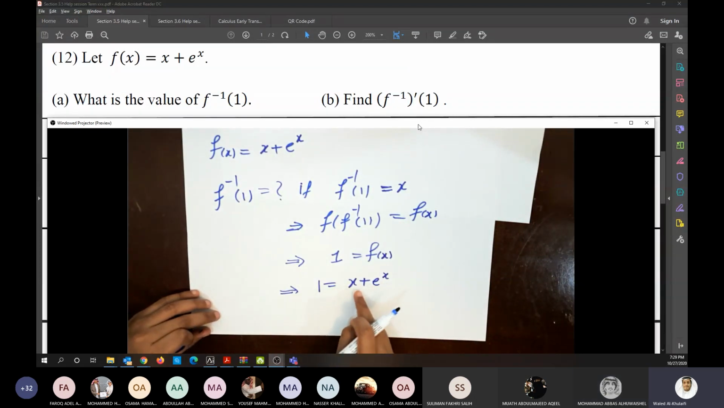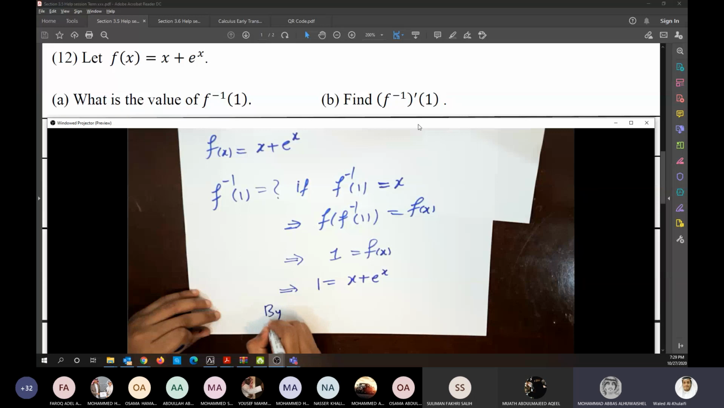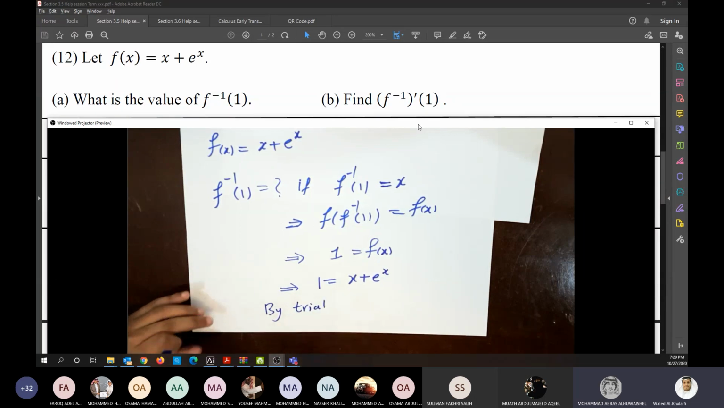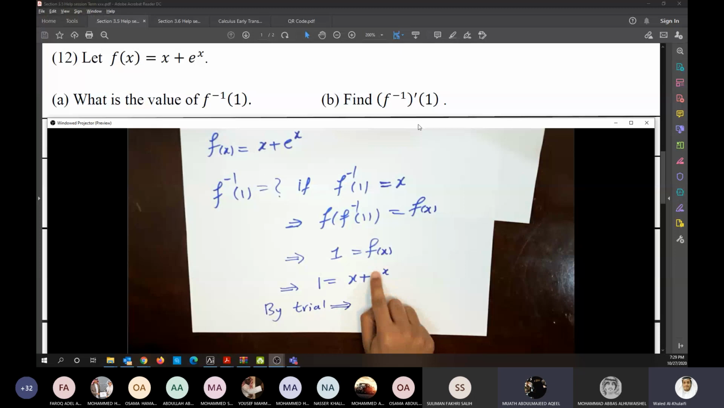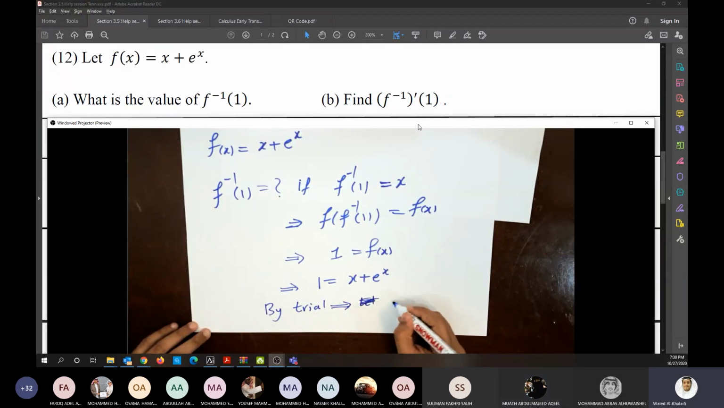Find the x that will satisfy it, by trial. Sometimes you can solve the equation. Sometimes you have to try, because it's not easy to solve it by some techniques or methods. So you have to substitute x by trial, let's say, or by inspection or whatever. And you try a simple number. For example, because we have 1, we need this to disappear. So here you can say x equals 0.